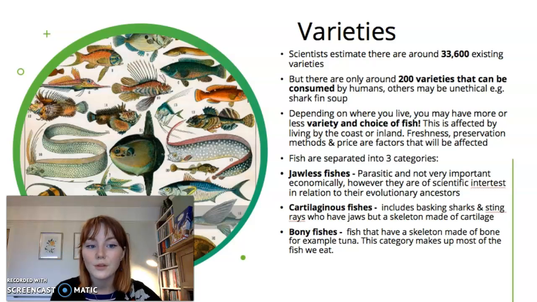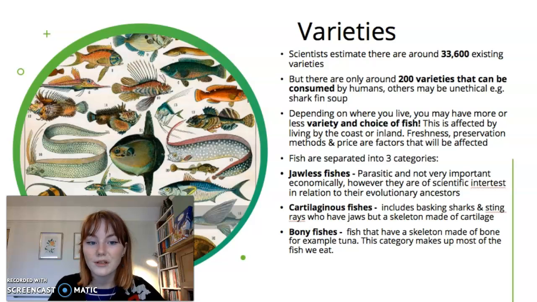Depending on where you live, you may have more or less variety and choice of fish. So this is affected by living by the coast or inland. If you live by the coast, you're going to have access to fresher fish, you're going to have access to a larger variety of fish, and it's probably going to be cheaper as well. Whereas if you live inland, fish is going to be pricier and it's just not going to be as fresh as you would get it by the coast.